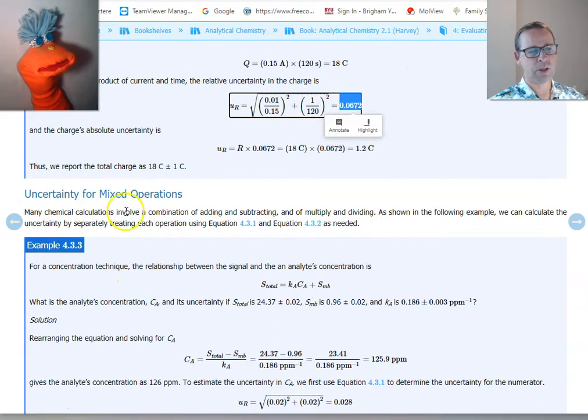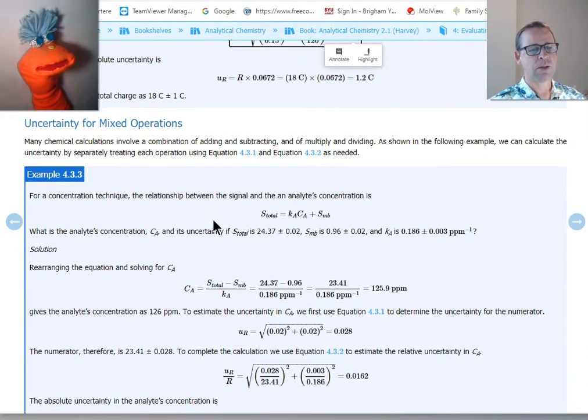So, mixed operations. Anytime we have mixed operations, then we have to go to the relative error, or we can combine errors. So let's look at this, for example. The relationship between signal and analyte's concentration. We've seen this before here, right? What's the analyte's concentration and its uncertainty if the S total here is 24.37 plus or minus 0.02, SMB is that value, and Ka is that value.